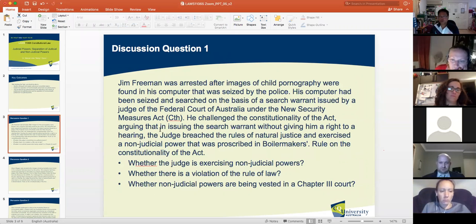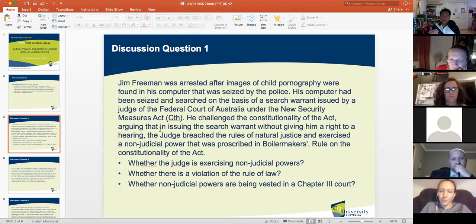Did the judge, so we need to remember that judges in exercising judicial power have to follow the rules of natural justice. In other words, there is a requirement that judges must provide a fair hearing or an opportunity for the parties to be heard. So the question here is, was there a breach of natural justice when the search warrant was issued without notice to Jim Freeman, or the computer was seized without notice to Jim Freeman? Was there a breach of the rules of natural justice? No, the judge wasn't exercising judicial powers. Very good. So that's right.